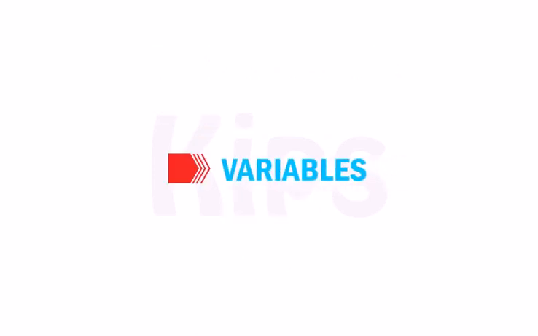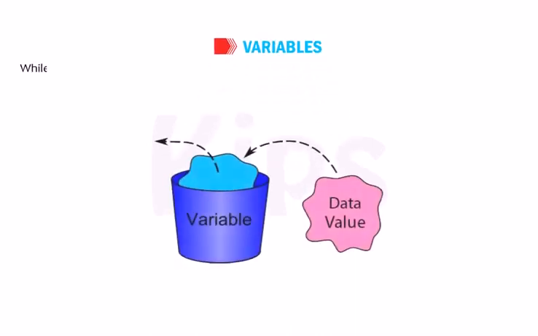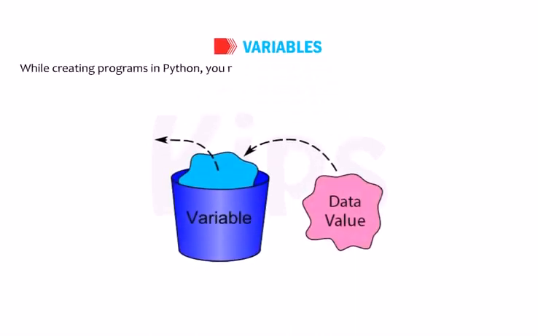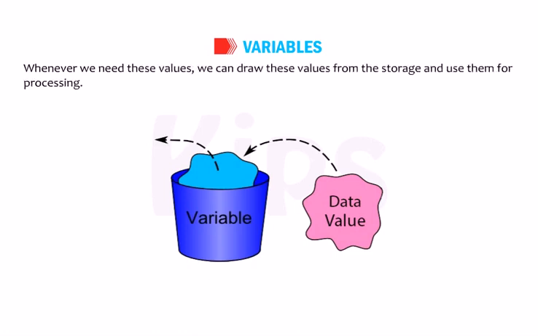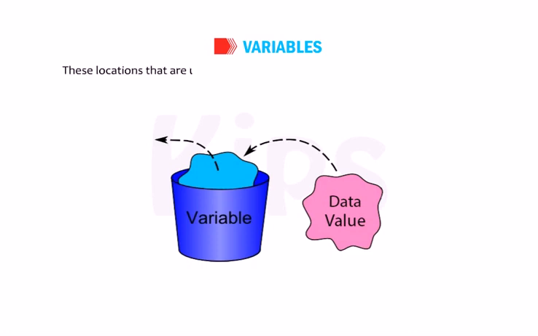Let us understand variables. While creating programs in Python, you may require some storage location to hold the values to be used later. Whenever we need these values, we can draw these values from the storage and use them for processing. These locations that are used to store values in memory are known as variables. A variable can store only one data value at a time. When a new value is stored in a variable, its previous value gets overwritten.